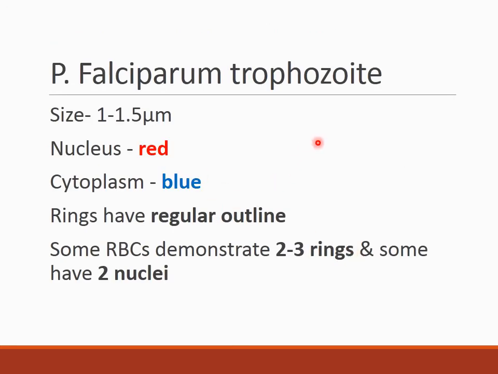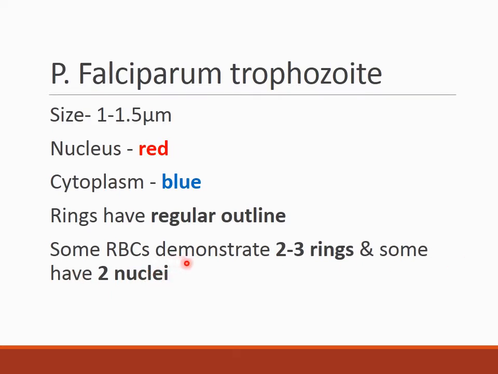Plasmodium falciparum trophozoite morphology. Size is 1 to 1.5 micrometer. Nucleus remains red in color. Cytoplasm remains blue, and these rings have regular outline. Some RBCs demonstrate 2 to 3 rings and some have 2 nuclei.